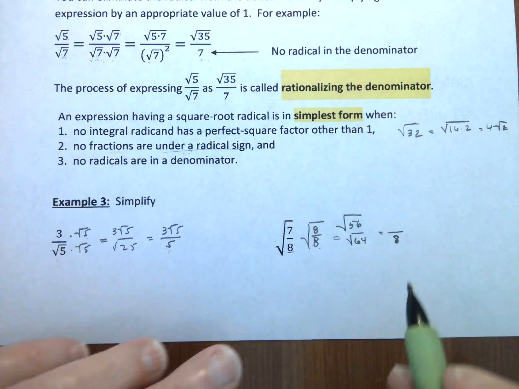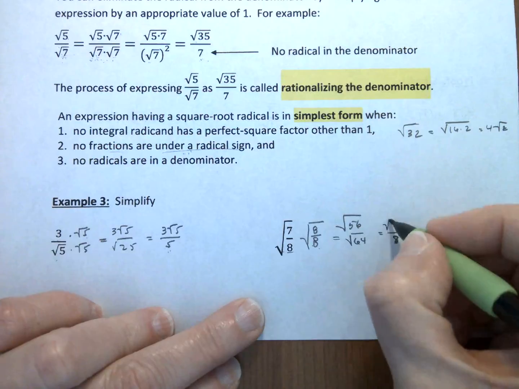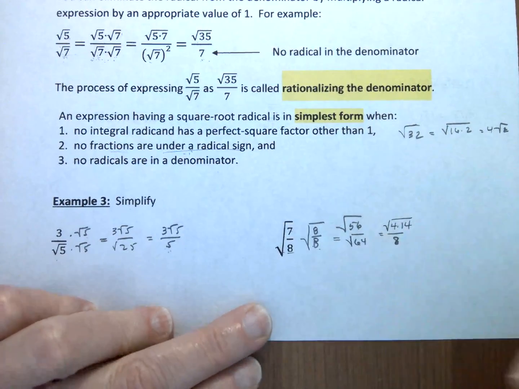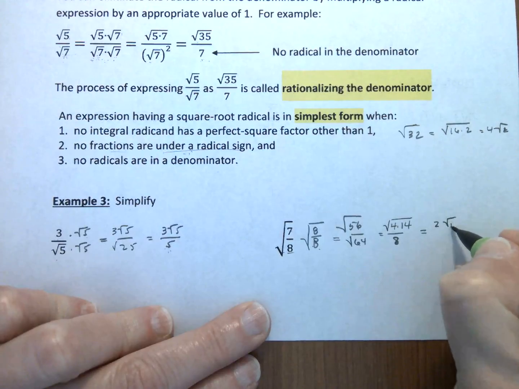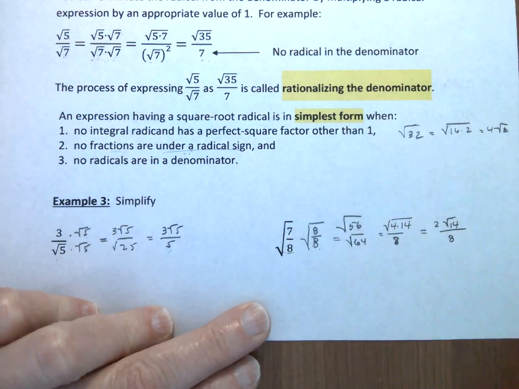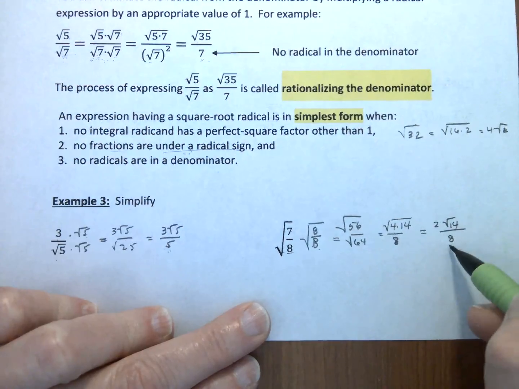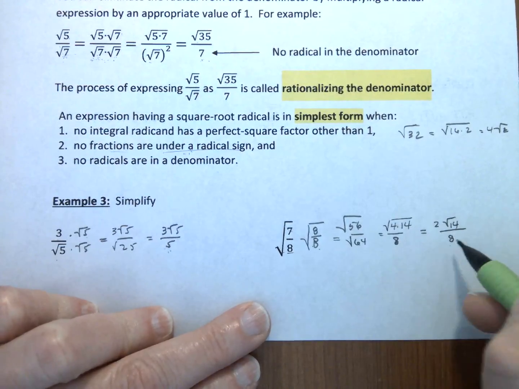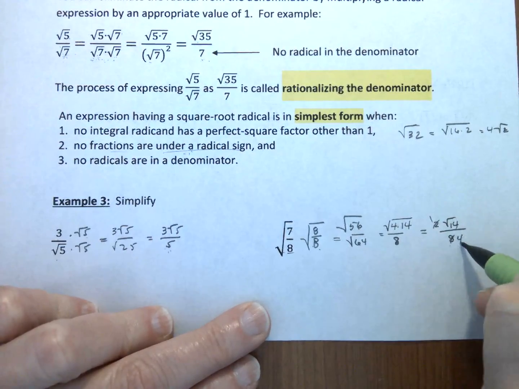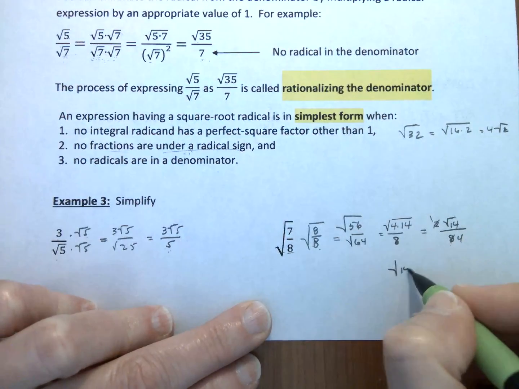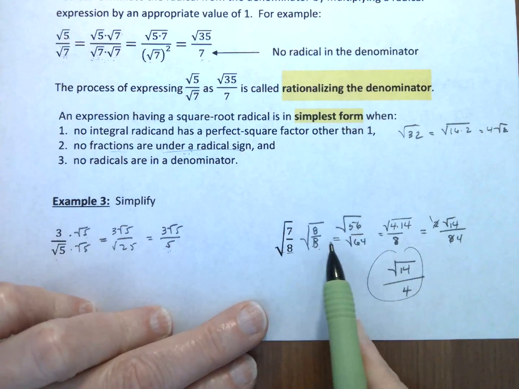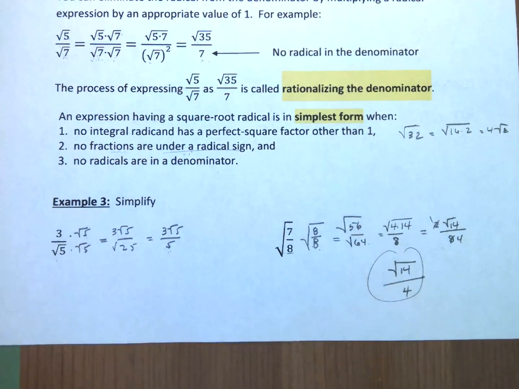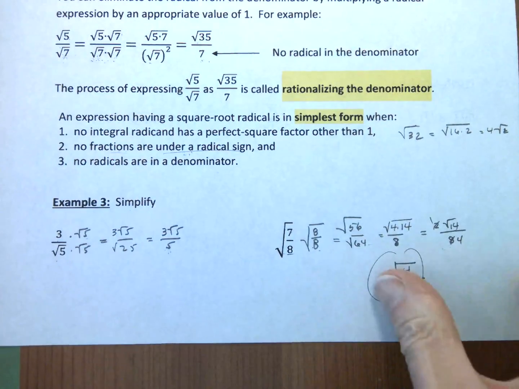And I look at 56 and I say, well, I know it's divisible by 4. Happens to be 4 times 14. So the square root of 4 is 2. So I have 2 square root of 14 over 8. Well, just because this is rationalized doesn't mean I'm done. 2 and 8 have a common factor of 2. So I end up with the square root of 14 all over 4. Okay, so a lot of times there's several steps going through to get to the final simplified fraction.